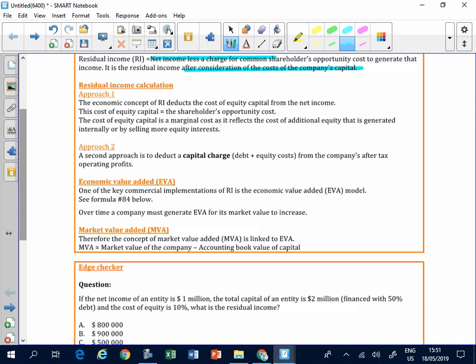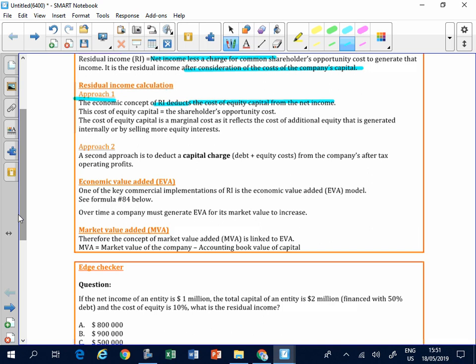So approach one, economic concept: residual income deducts the cost of equity capital from the net income. This cost of equity capital equals the shareholders' opportunity cost, also known as the cost of equity. Okay, so cost of equity. The cost of equity charge is marginal cost as it reflects the cost of additional equity that is generated internally and by selling more equity interest.